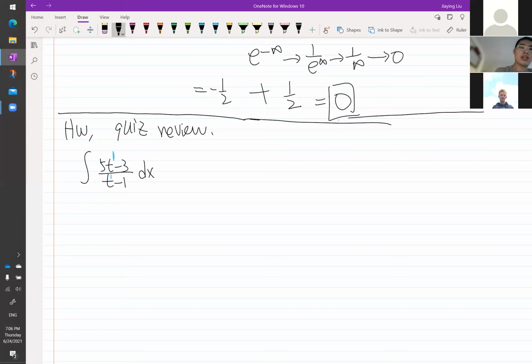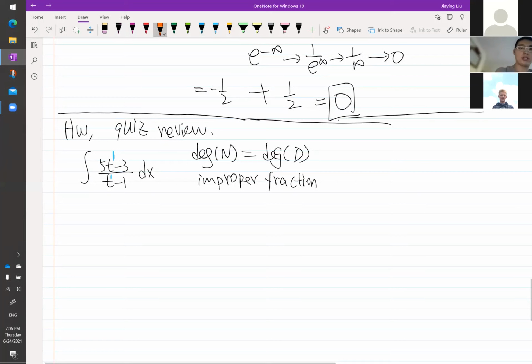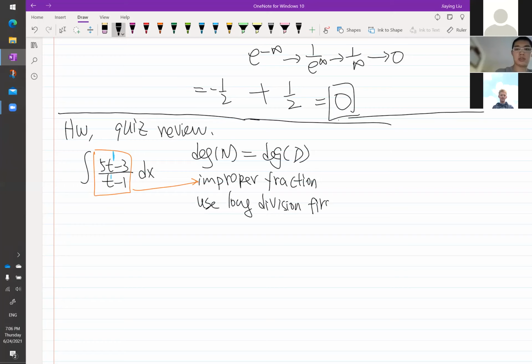So here the degree of the numerator is equal to the degree of the denominator. So it's not proper. This is an improper fraction. So that means we're going to use long division first. Whenever the degree of the numerator is greater than or equal to the denominator, we're going to use long division. This is just for this case, but generally if you have greater or equal there, you're going to use long division.